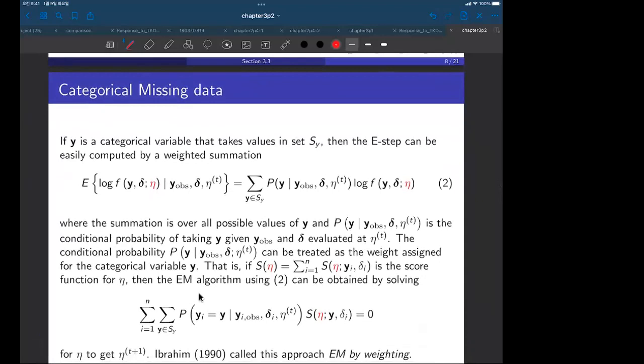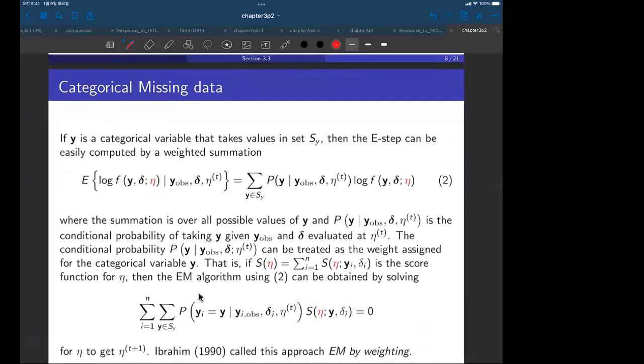So now I'll cover a few examples. First of all, categorical missing data. In the categorical case, we have a finite, countable number of possible values. So the integration leads to summation, and then the expectation. So we have this conditional expectation. The conditional expectation is essentially a kind of point mass assigned to the possible values.